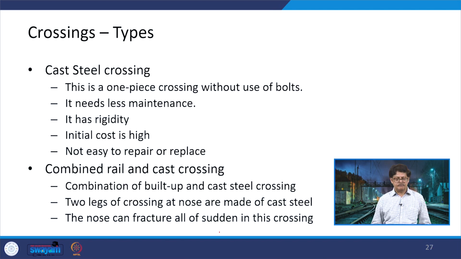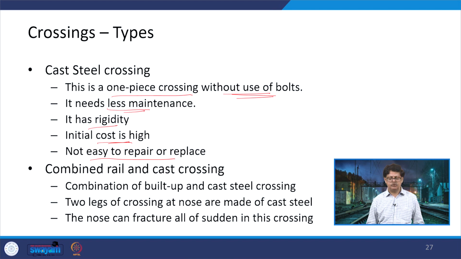Cast steel crossing. This is a one piece crossing without use of bolts. It needs less maintenance because fewer fastenings are used. So, obviously the maintenance is going to be reduced, and it has rigidity, but the initial cost is high, and it has been made in one piece. That is the problem, that the repair or the replacement is not easy. You have to take out the whole of that assembly which has been built as one piece.